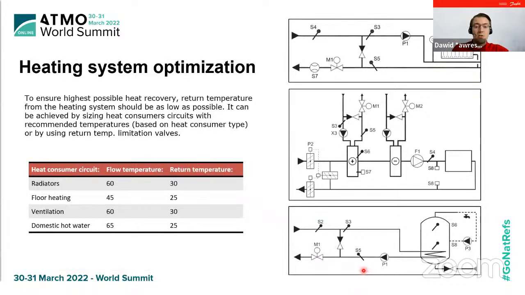To achieve such good results, we need to fulfill some preconditions. First, the heating system must be optimized. To ensure the highest possible heat recovery rate, we need to lower the return temperature from the heating system to around 30 degrees Celsius. We can do it by sizing the heating system with the right temperature level. And in the table, we stated the maximum recommended temperature for the different heat consumers.